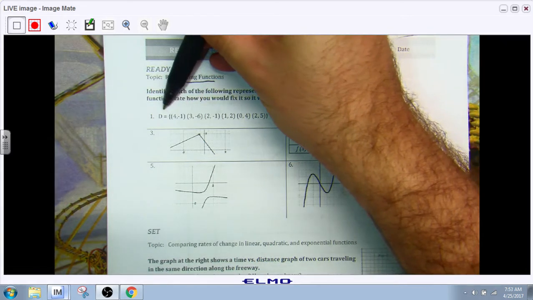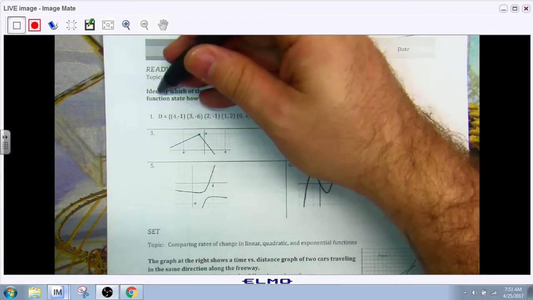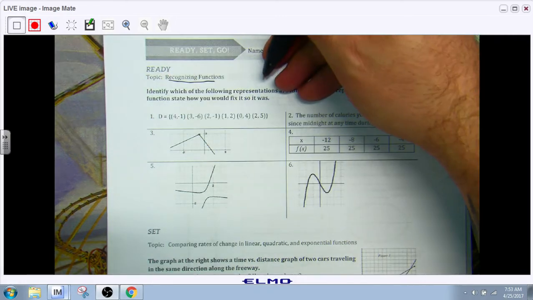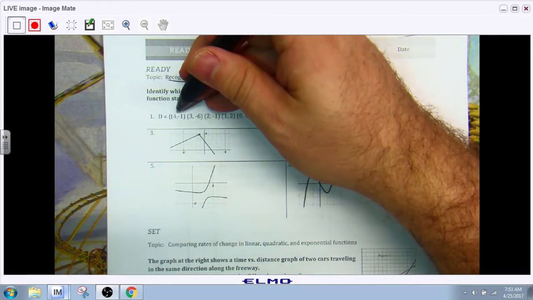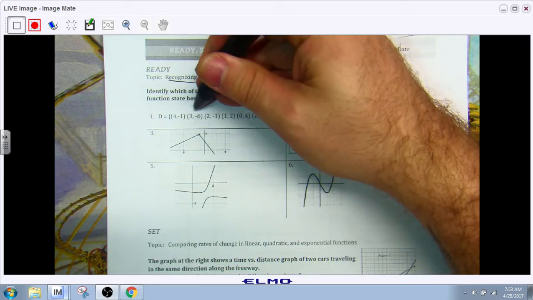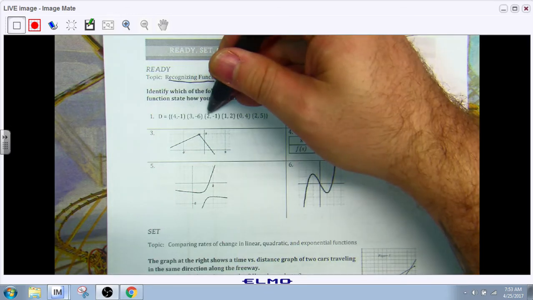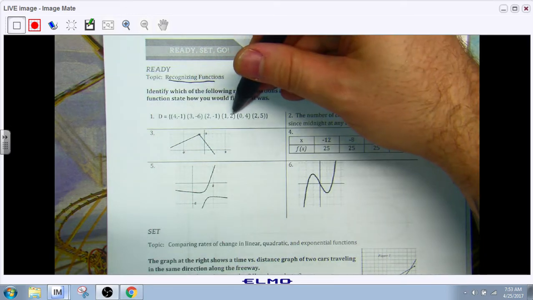When we look at this, D means the domain is all of these points. So let's look at what's going on. We have 4, negative 1; 3, negative 6; 2, negative 1; 1, 2; 0, 4; 2, 5.